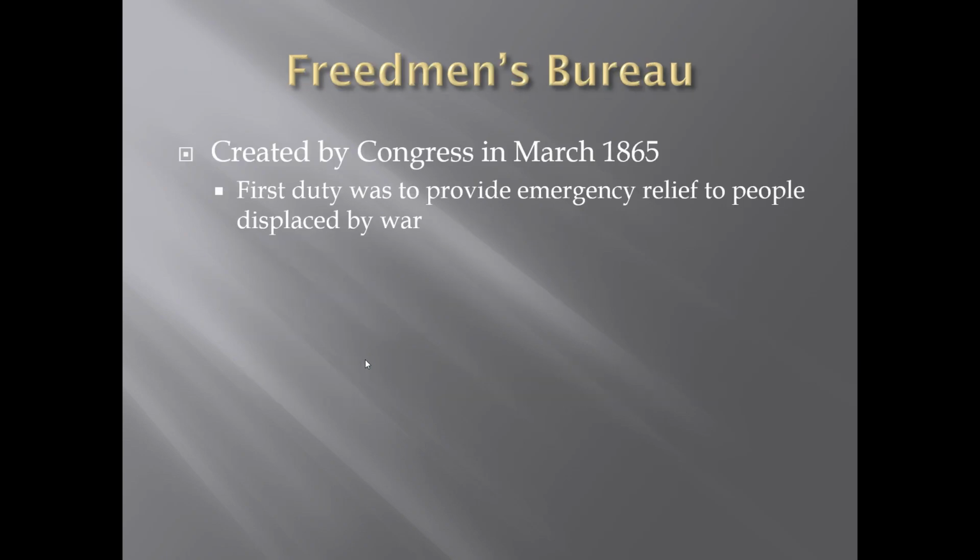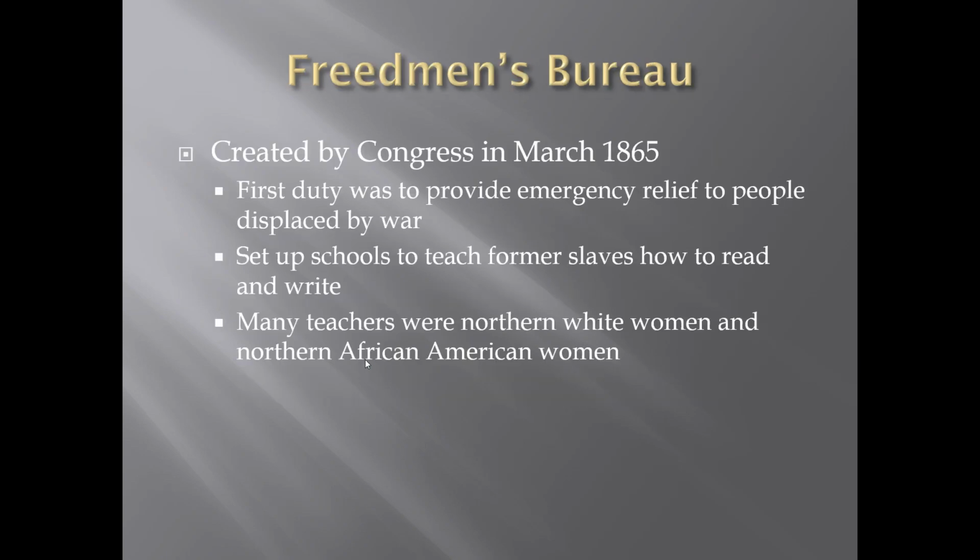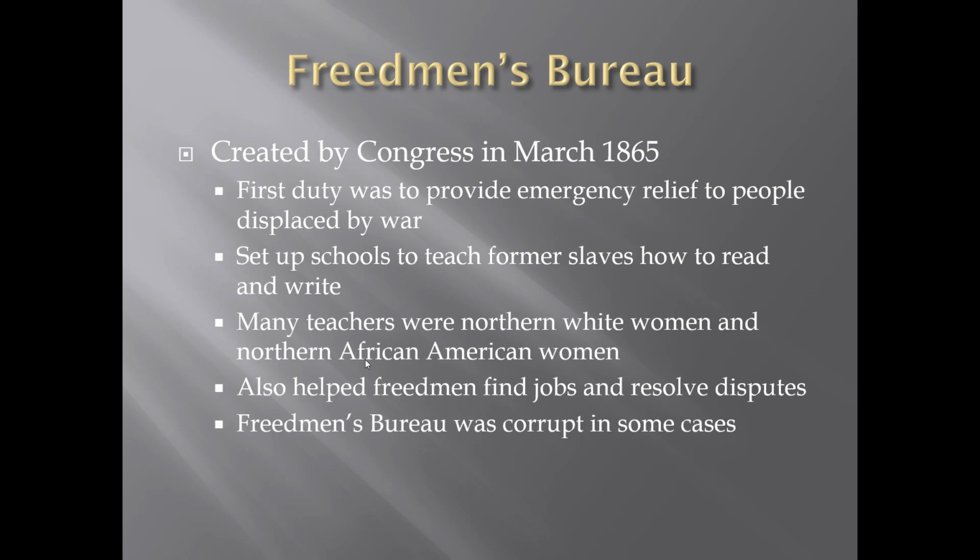Something that was set up by Congress in March of 1865 is the Freedmen's Bureau. This was set up to provide emergency relief to all of the people, especially in the South, who were affected by the war. A lot of these services are going to be going towards slaves, because now you have millions of people who are suddenly free and have no place to go.